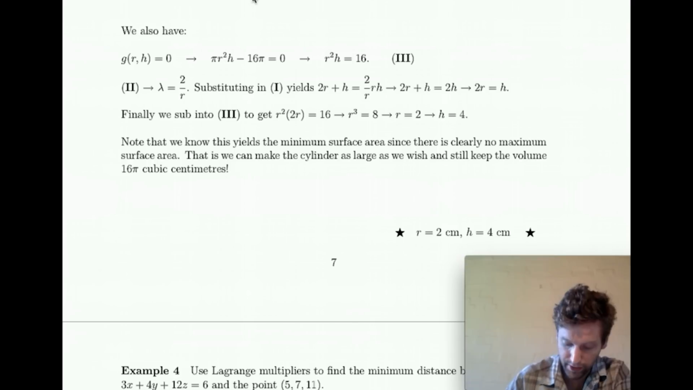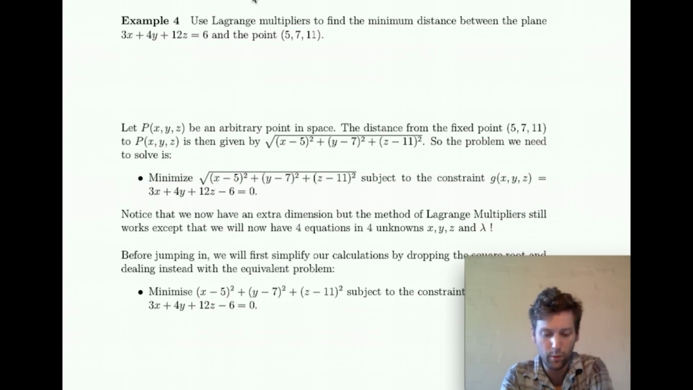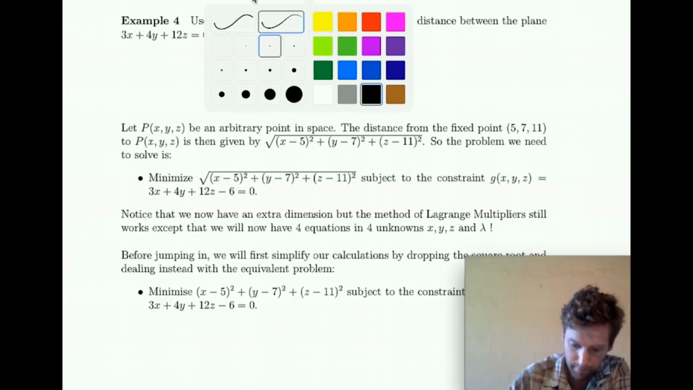Okay, let's look at another example, example 4. In this example, we're looking for the minimum distance between a plane and a point. It's kind of hard to see from this exactly what the constraint would be and what the function is we're maximizing and minimizing. So we're going to have to think about this a little bit. Let's draw a little sketch of what we're doing here.